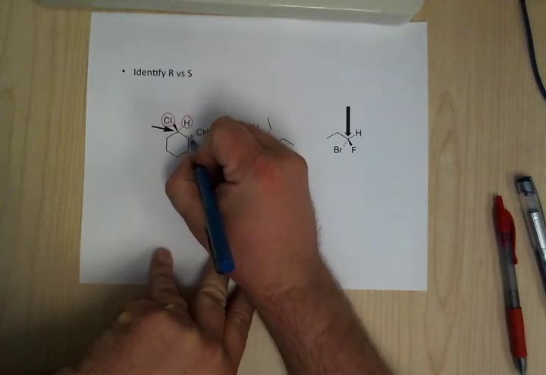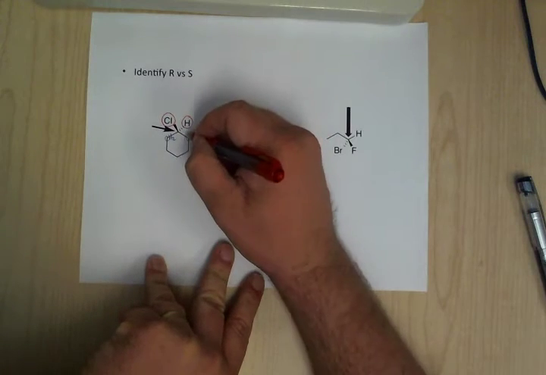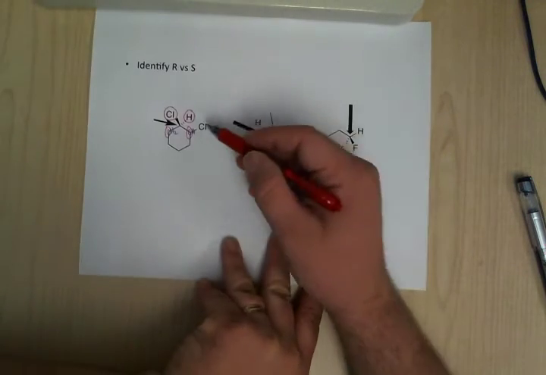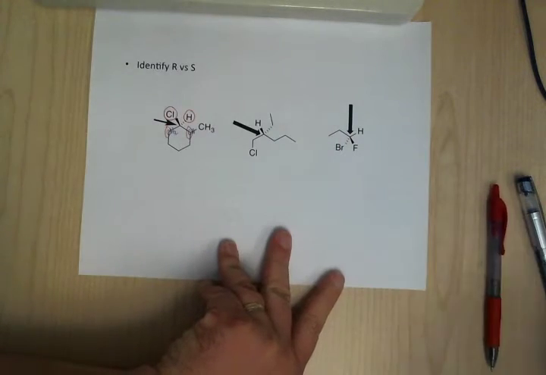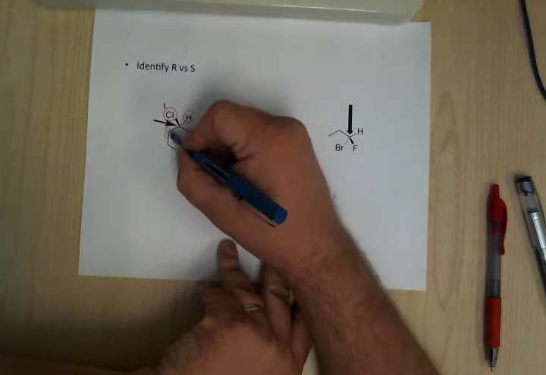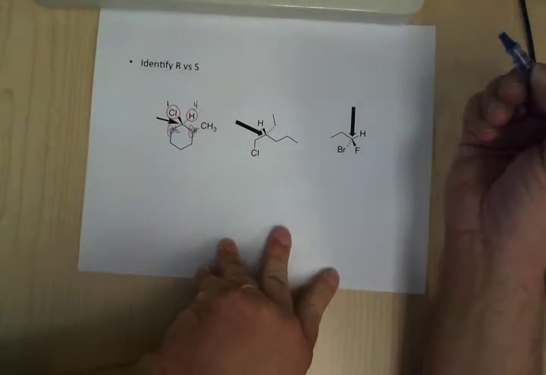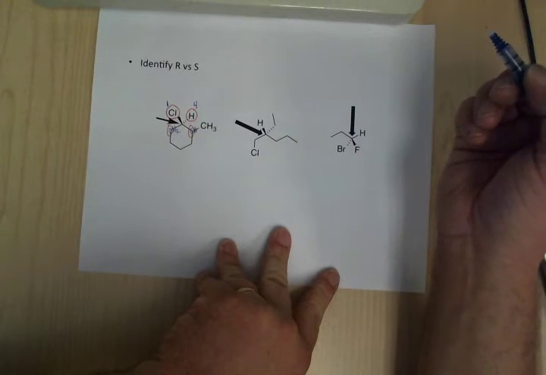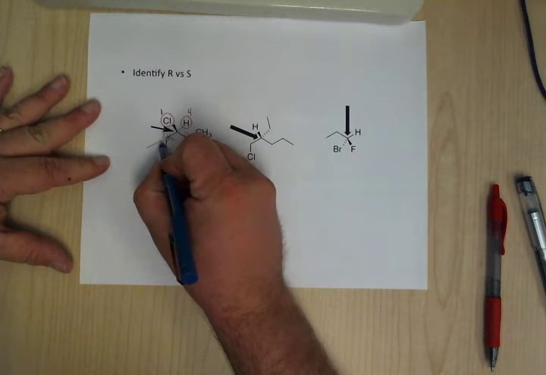In this case, it's a CH and a CH2, so it'll be carbon-carbon. The heaviest thing hanging off is this chlorine. Then it's going to be one of these carbons. We don't know which, but the hydrogen's going to be the lowest. Since these two are a tie, we look at the bonds.